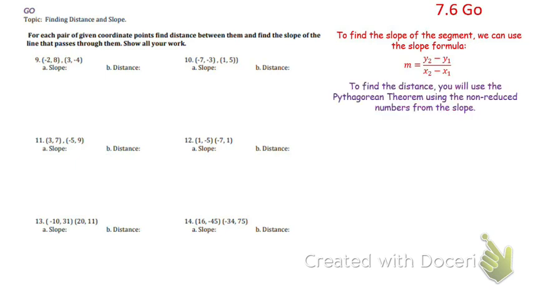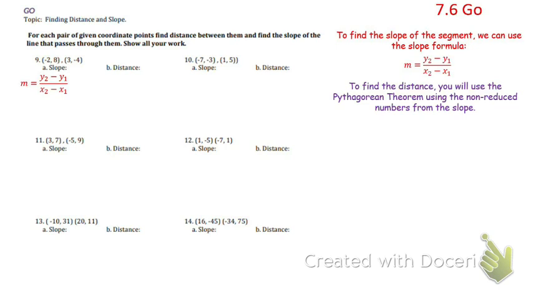To find the distance, we'll use Pythagorean theorem. Now, you're going to use the numbers from the slope that were the unreduced numbers, the numbers that you originally get out of the slope formula, not the reduced numbers. So if one of the slopes reduces, don't use the reduced numbers because that's not going to be the full length of the segment. So we'll use the slope formula to find the slope, and then we'll use those numbers to find the distance using Pythagorean theorem. So let's do a couple examples.